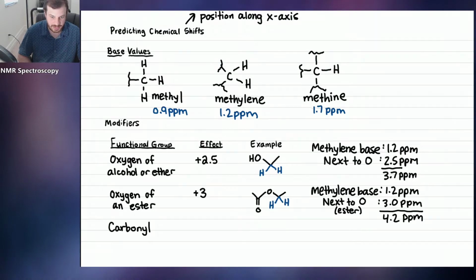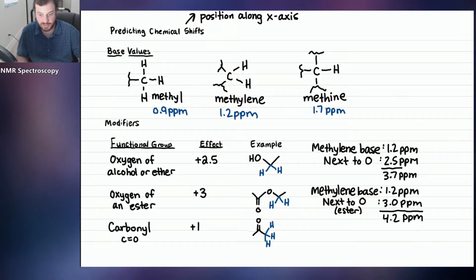Next to a carbonyl group, which is a C double-bond O. This is going to be an effect of plus 1 ppm. Let me show you an example of that. Let's do acetone. How about the chemical shift value of these hydrogens next to the ketone group? So that's next to a carbonyl.